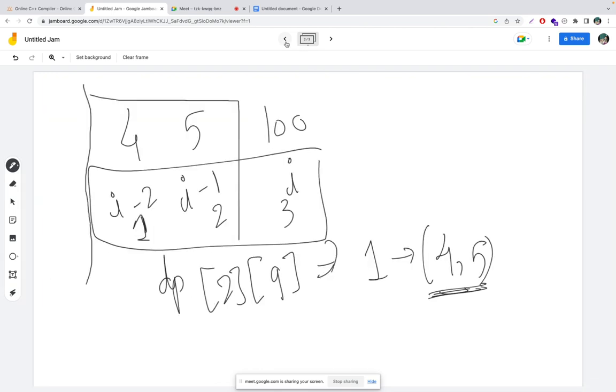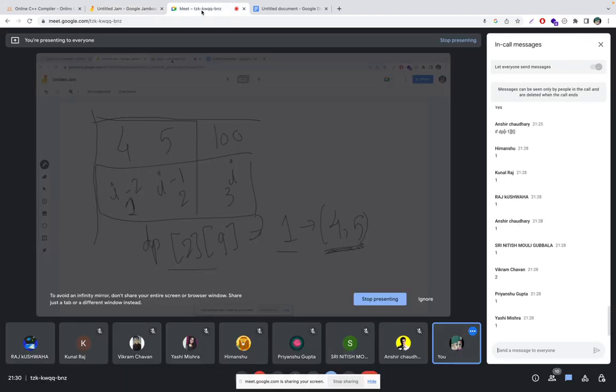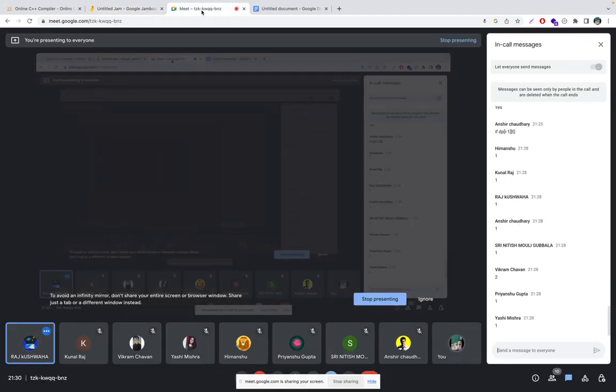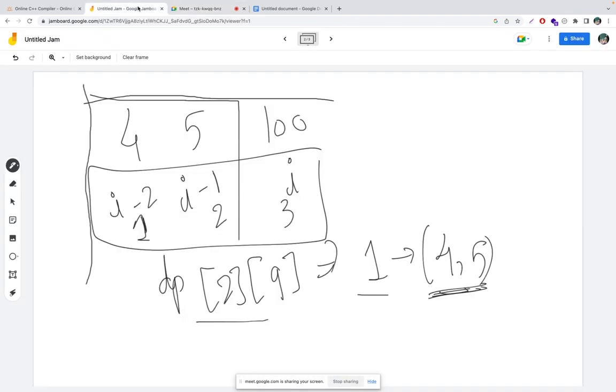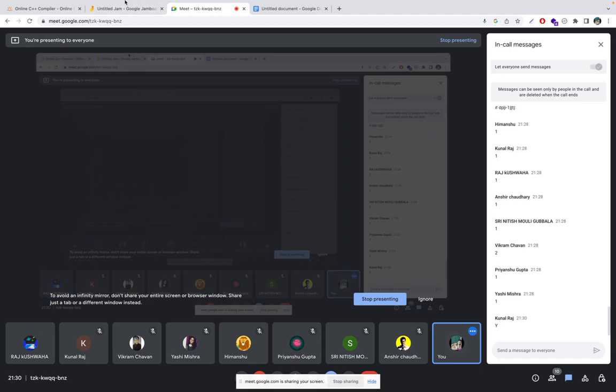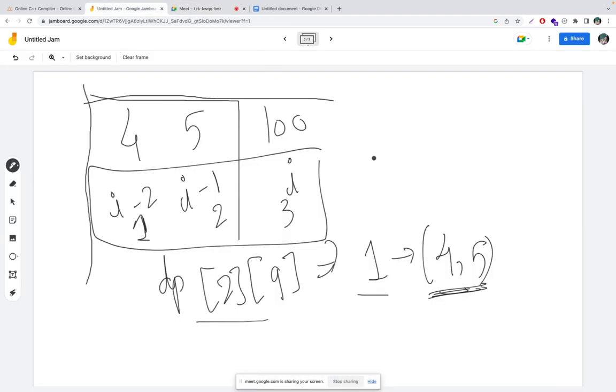So Vikram, I will come to your doubt after I stop the recording. For now, this much is clear, right Vikram and Raj? DP of 2 of 9 is what? 1. Everyone is saying yes. Okay. So guys, DP of 2 of 9 is clear.